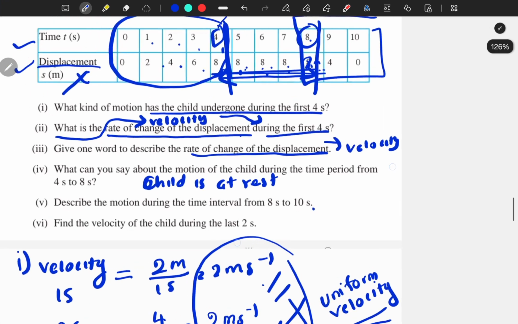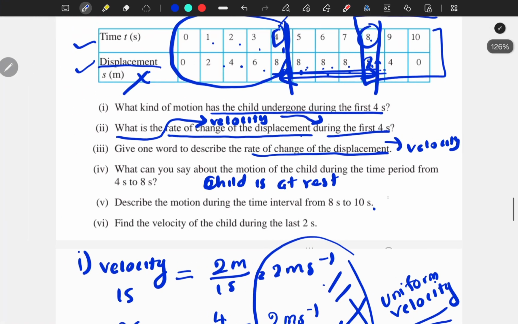So you can describe like this. The child came back to the starting point again, or something like that, whatever is coming to your mind. You can write in your own words, right? There is no specific word, children. You can write whatever things come to your mind.